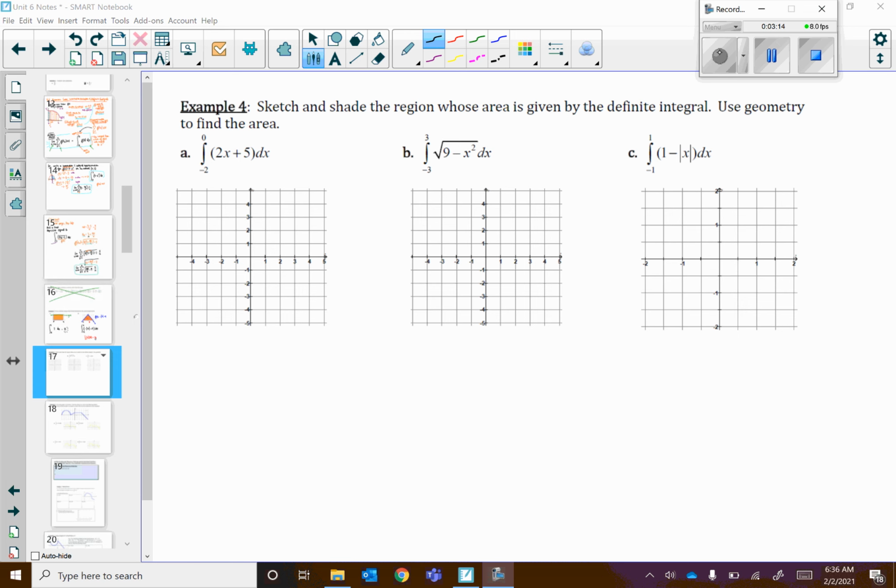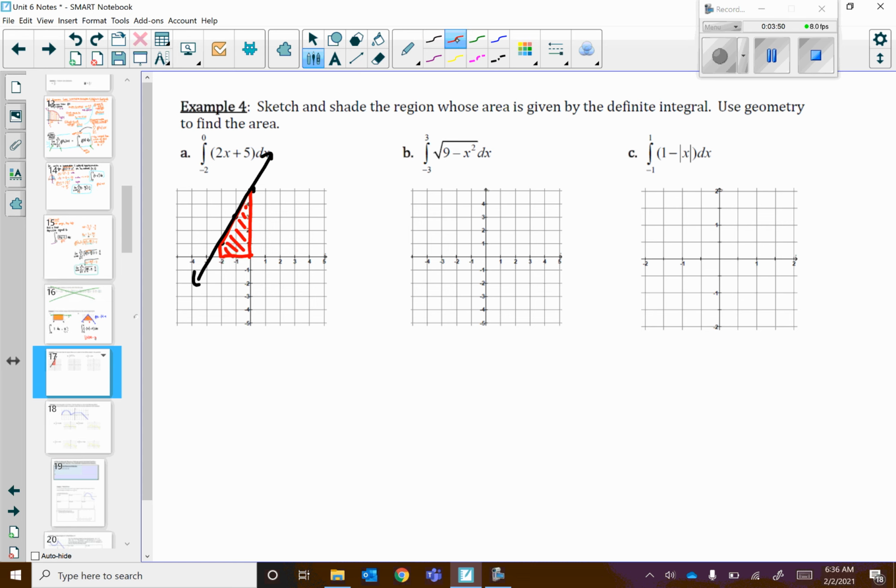Sketch and shade the region whose area is given by the definite integral. Use geometry to find the area. First one we have is the function 2x plus 5 bounded from negative 2 to 0. So I start by drawing that line. It is a line that starts at 5. The slope is positive 2, so down 2 over 1, down 2 over 1. And notice this is the area in question, because we're looking from negative 2 to 0. Now, of course, you could draw the entire line. It doesn't necessarily matter, but we really only need that red area.